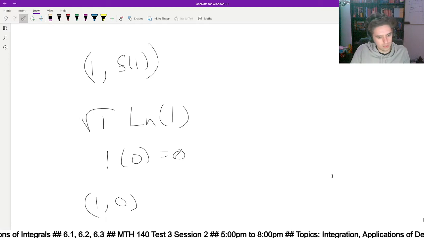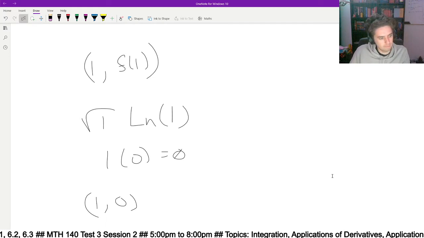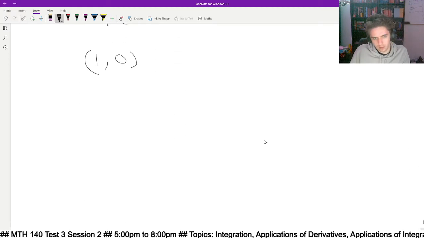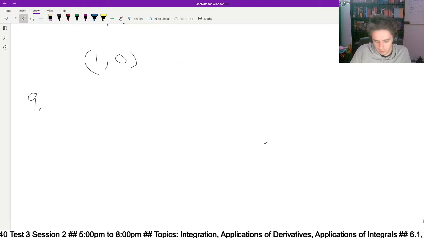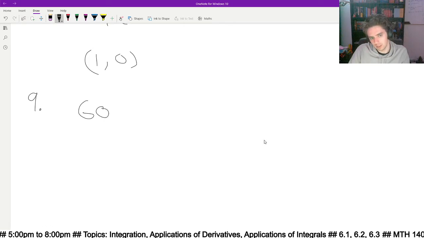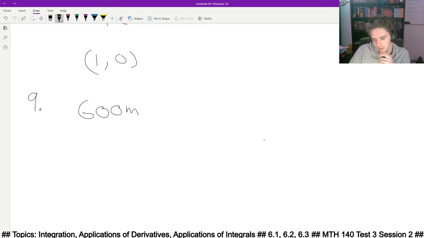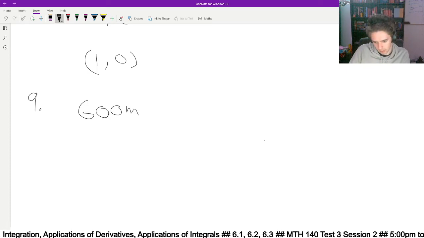Okay. And so we're on the last question now. Looks like an optimization question. A rancher will use 600 meters of fencing to build a corral in the shape of a semicircle on top of a rectangle.